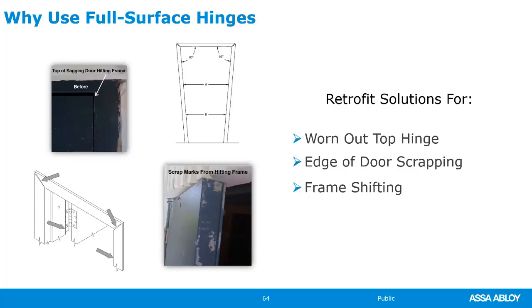And you can see in the two other pictures, the frame on both of them, from either being abused by carts, slamming doors, or just settling of the building, is no longer plumb and square. Seen this many times. The full surface continuous hinge will allow you to reposition the door into the frame to get you a perfect reveal on all three sides.